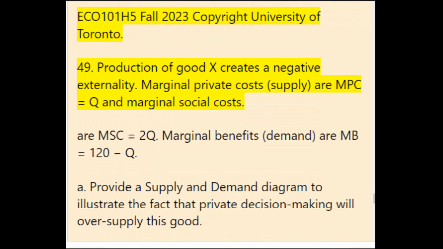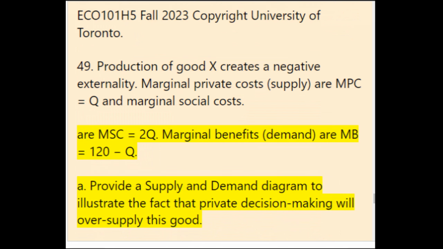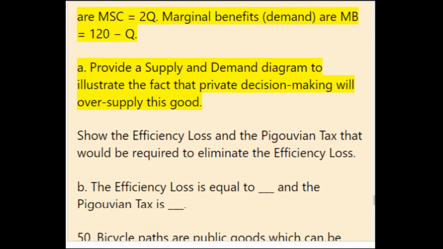49. Production of good X creates a negative externality. Marginal private costs, supply, RMPC equals Q, and marginal social costs, RMSC equals 2Q quetzales. Marginal benefits, demand, RMB equals 120 minus Q.